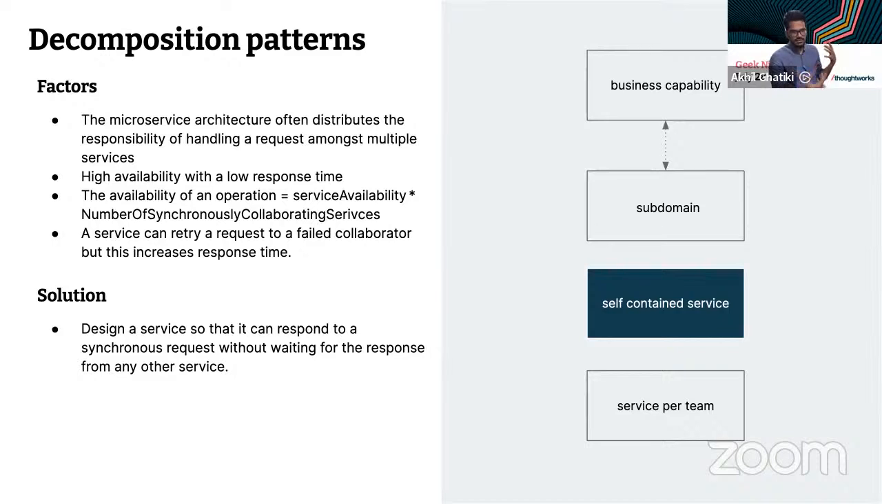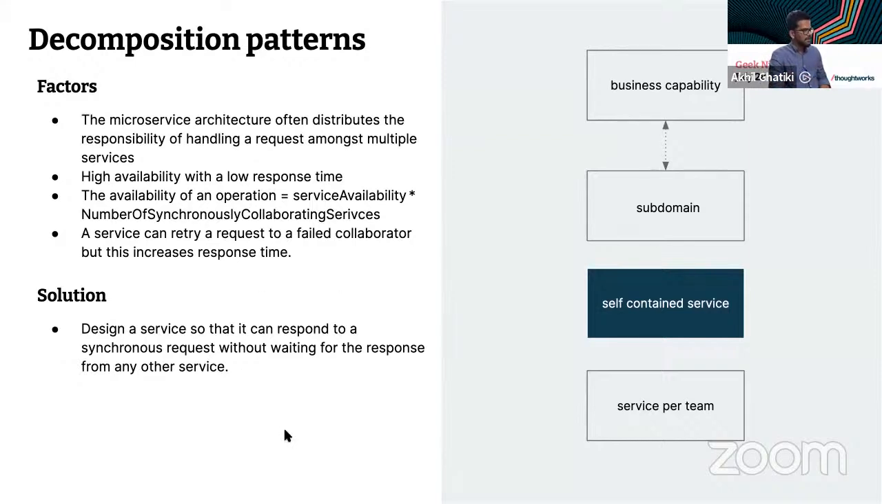The availability of the operation is equal to the service availability multiplied by the number of synchronous collaborating services you have. Like you made one call, so how many calls are you making? You get this basic math, right? So this is going to be the formula which will decide your availability. One service goes down, you are blocked for that request.